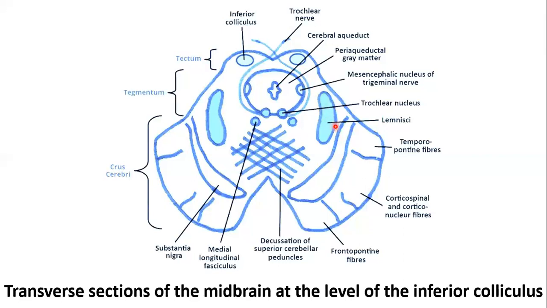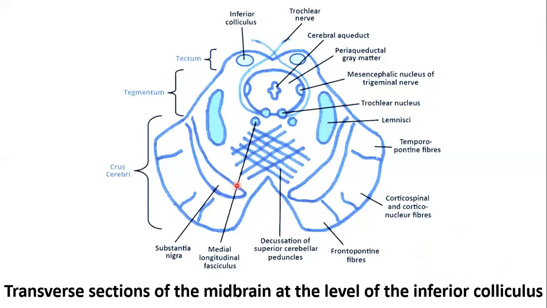Lateral lemniscus ends. So there are the 4 lemnisci at the inferior colliculus, but at the superior colliculus there are only 3 of these sensory lemnisci. The lateral lemniscus ends over here. So this is an important point.